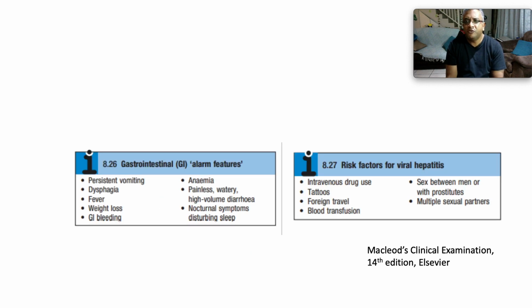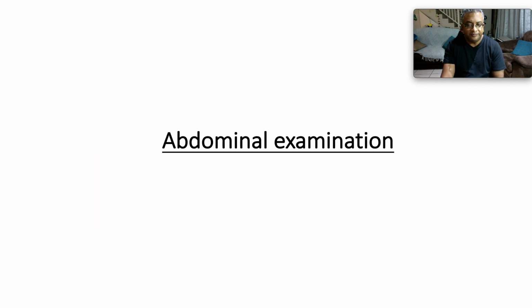Okay, just a few more tables, guys, and this is quite dry before we get into the actual topic for today. But GI and so-called alarm features include persistent vomiting, dysphagia, fever, weight loss, GI bleeding, anemia, painless, watery, or high-volume diarrhea, and nocturnal symptoms which wake up the patient from their sleep. And risk factors for viral hepatitis, you must inquire from your history: intravenous drug use, tattoos, foreign travel, blood transfusions, MSM, etc.